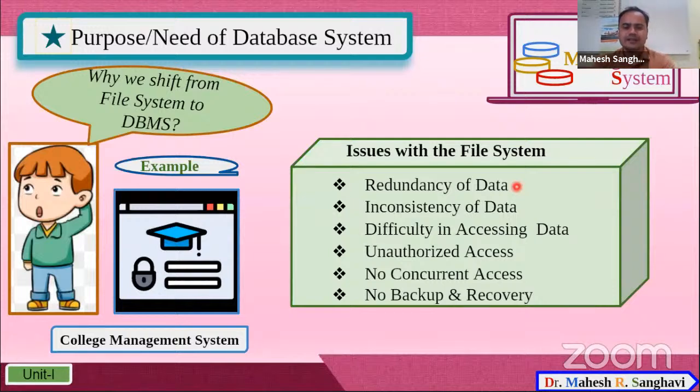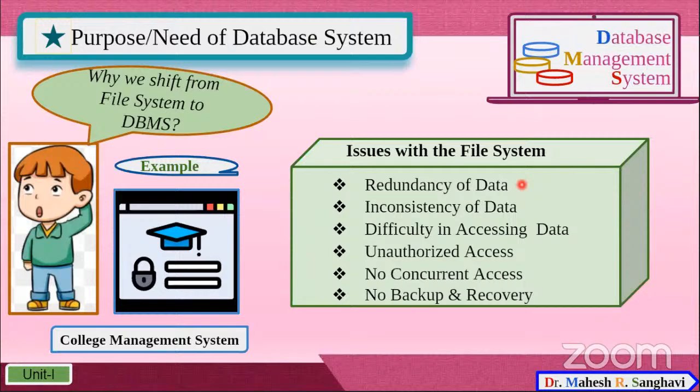So let's look at the issues with the file system. The very first issue is redundancy of data. Redundancy of data means that your name has two entries. For example, suppose there is a name like Mahesh Sanghvi, and this name has been added twice into your database. Now suppose you have paid 10,000 rupees fees against the first name, Mahesh Sanghvi, and the next installment against the second name of Mahesh Sanghvi.